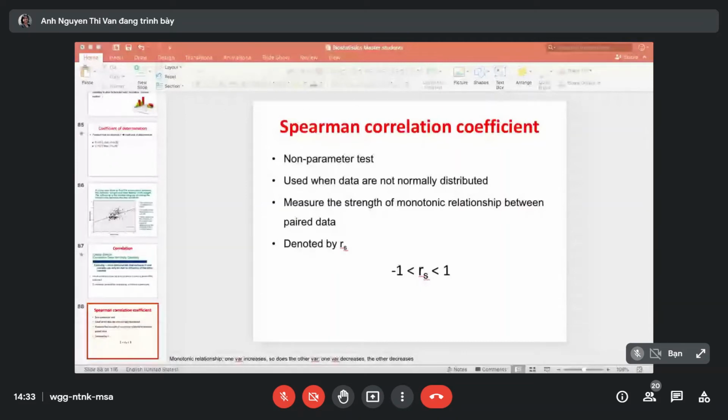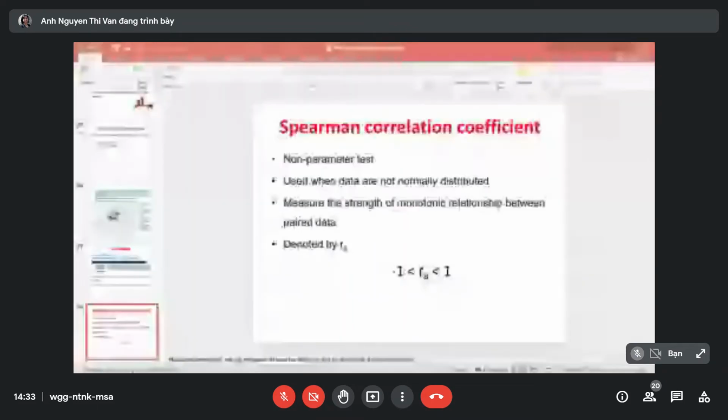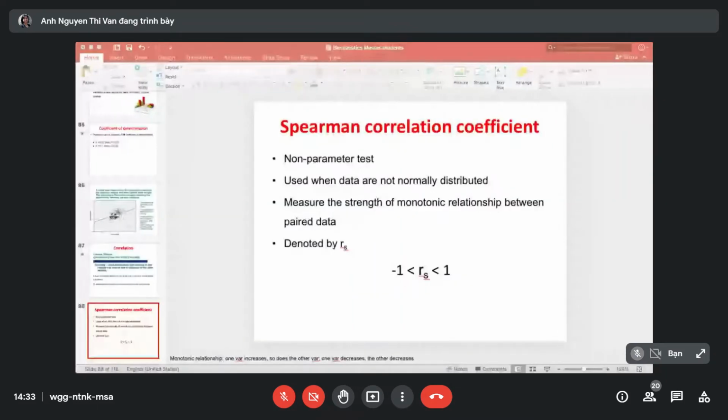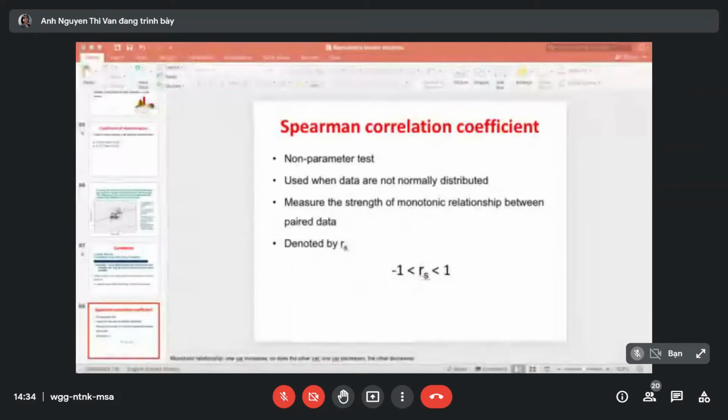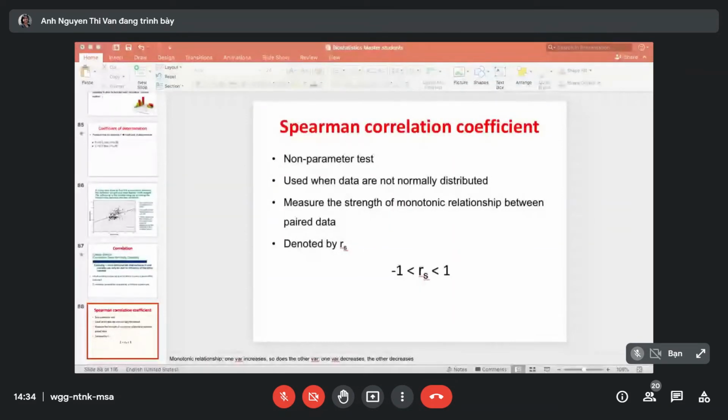I'm not sure, but I think the Pearson is more powerful. Yes, it's correct. The parametric test is more powerful than the non-parametric test, and Pearson is a parametric test, so it is more powerful than the Spearman, the non-parametric test.